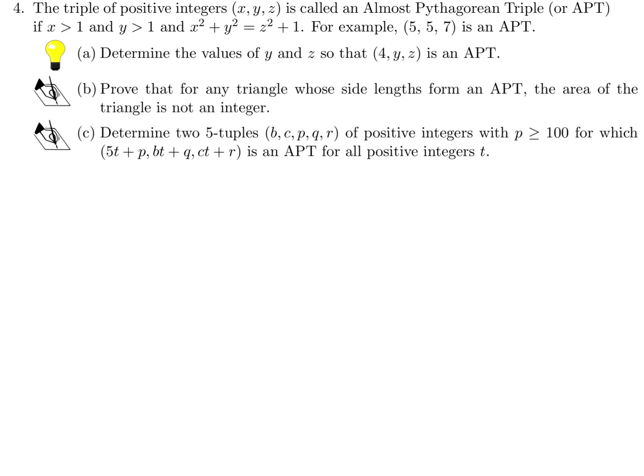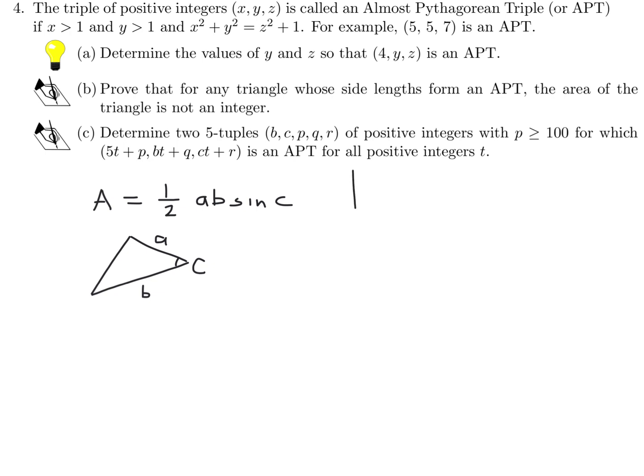Prove that for any triangle whose side lengths form an APT, the area of the triangle is not an integer. If we use trigonometry, the area of a triangle can be calculated as 1/2 AB sine C. For example, if you have a triangle like that, and this is A, and this is B, and this is C, this angle, the area is 1/2 AB sine C. So we're going to use that eventually.